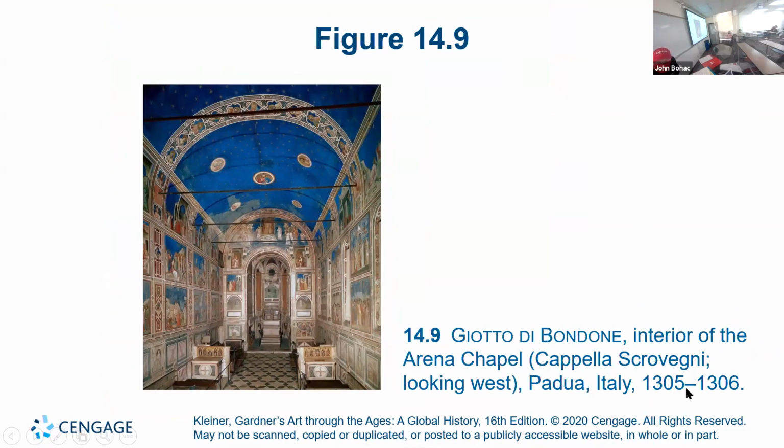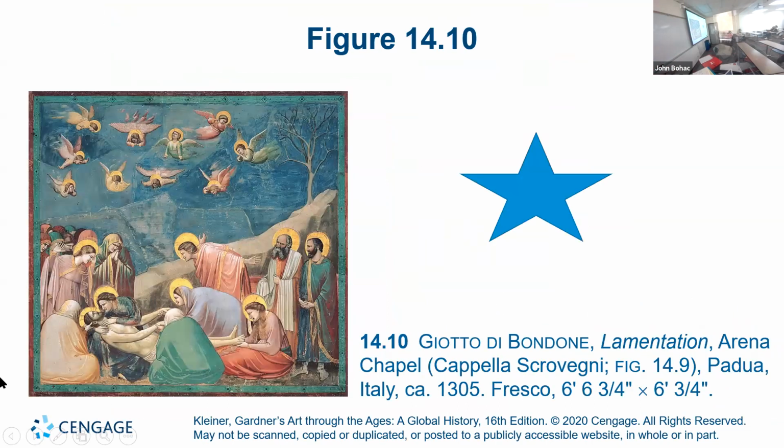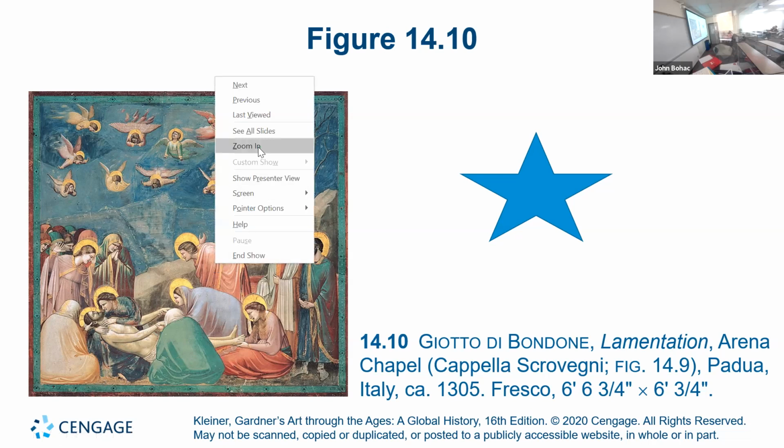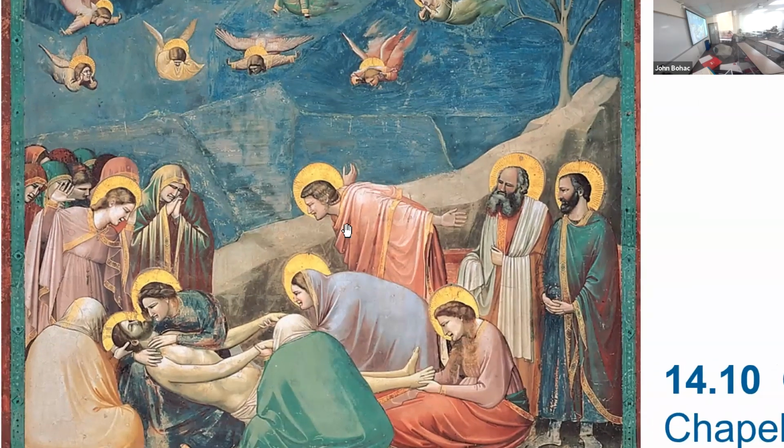And so early 14th century, the Arena Chapel, and here is one of those panels. And this is Lamentation. This is after they took Christ down from the cross and they were about to bury him, inter him, put him in the tomb. And so we see Mary, the mother of Christ, we see Magdalene, we see this guy right here. This guy. Who is that?